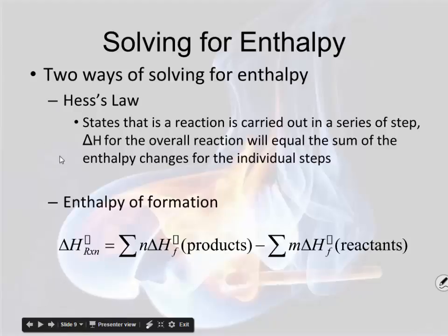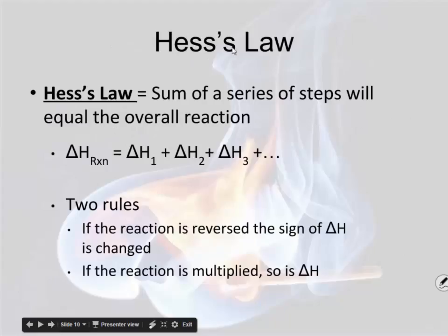So let's talk about Hess's law first. Hess's law is just the sum of a series of delta H's for each individual step in our reaction. We will be given these delta H's for each part of our reaction. Now we can reverse them or multiply them by some coefficient, and we would do the same thing to the delta H's. If our reaction is reversed, we would change the sign of delta H. If our reaction is multiplied by some coefficient, we would multiply that delta H.